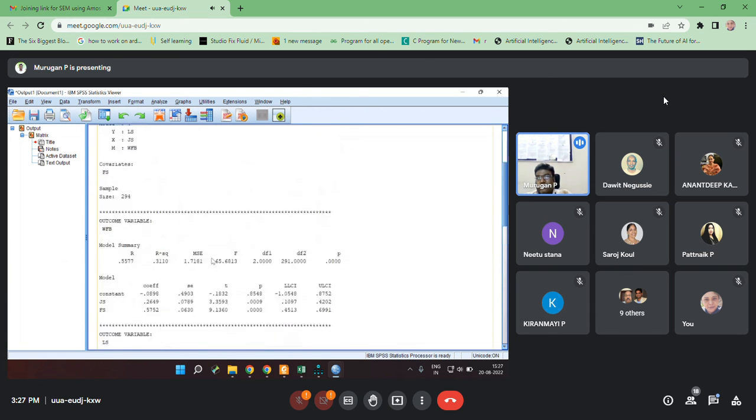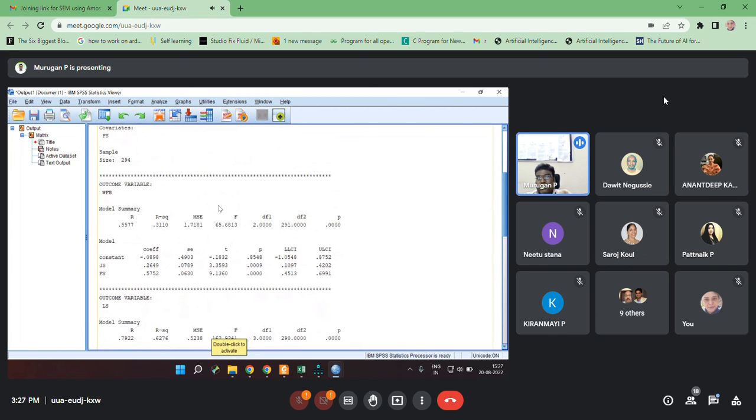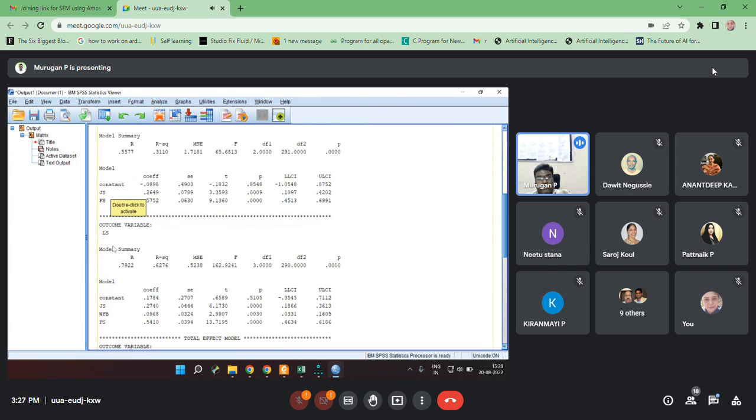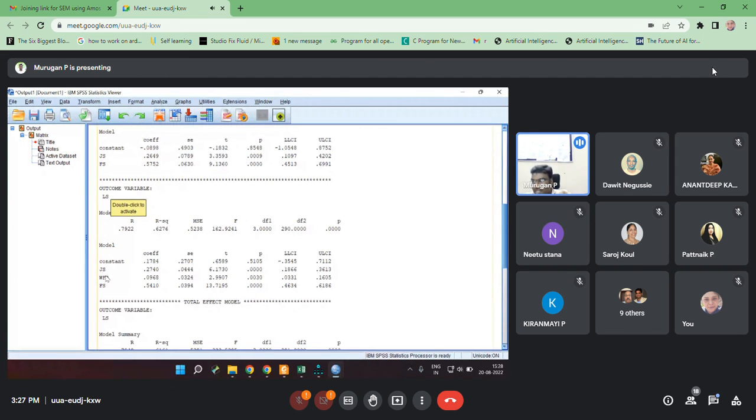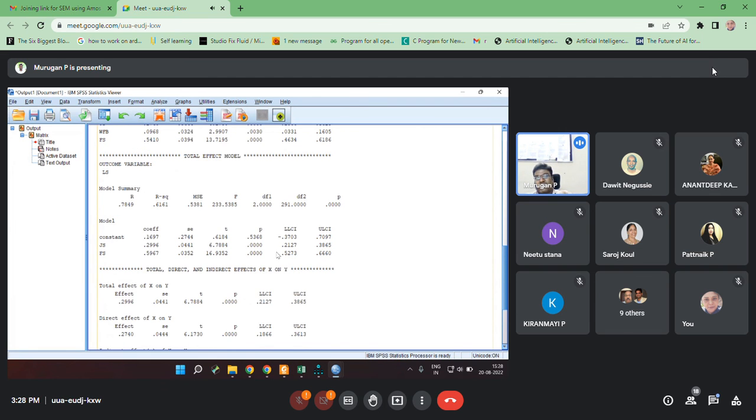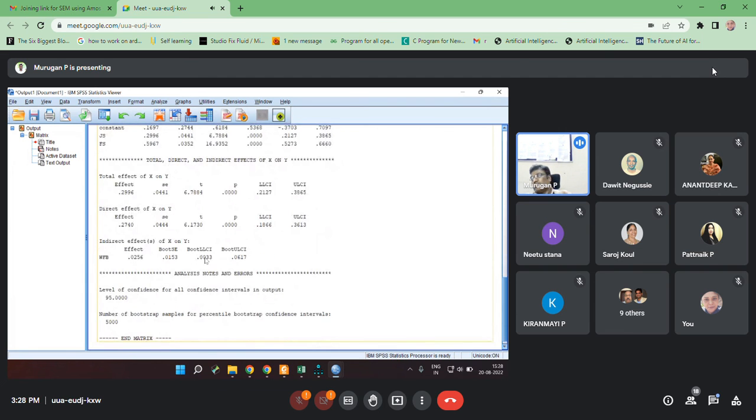Some explanation about the different blocks of the output which we have obtained here. The first block of the output is the relationship between X and M. Here work family balance is the outcome variable, that is the mediator. JS is one X, FS is another X. Both variables are statistically associated with work family balance because we are getting a significant p-value in both cases. Here life satisfaction is the outcome. That is the final equation, that is step 4 as far as the Baron and Kenny steps are concerned. JS on LS, work family balance on LS, family satisfaction on LS, everything is significant. That's the reason we are getting the direct effect significant as well as the indirect effect significant.